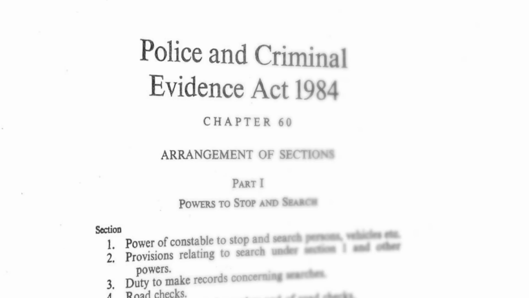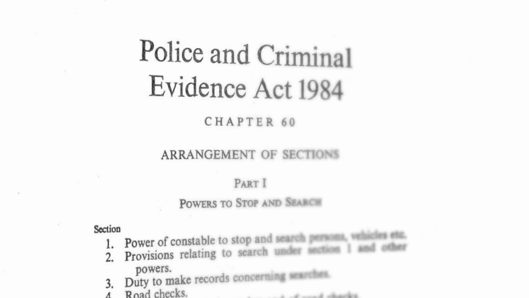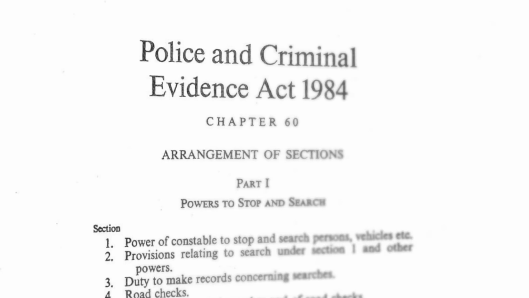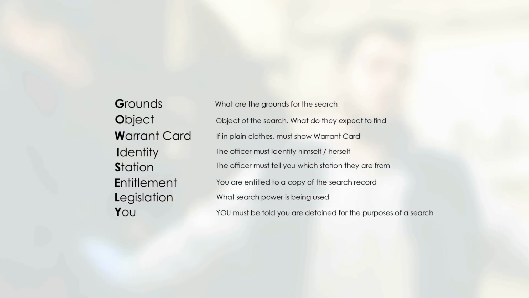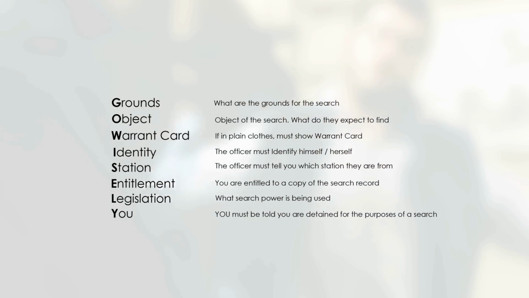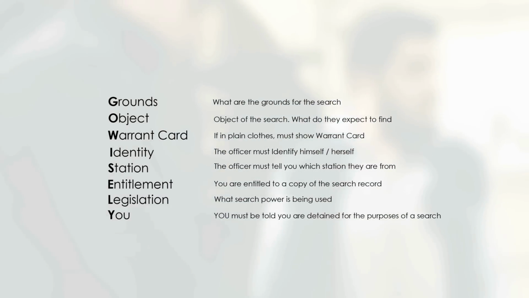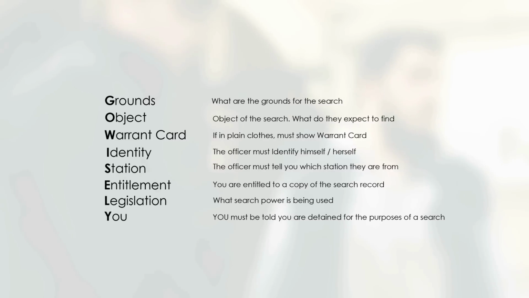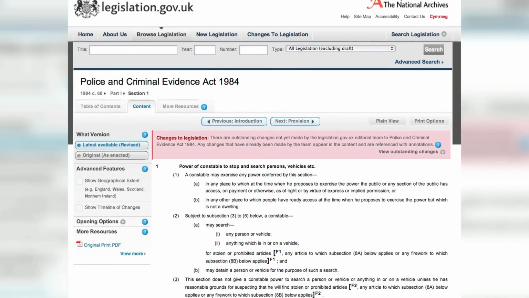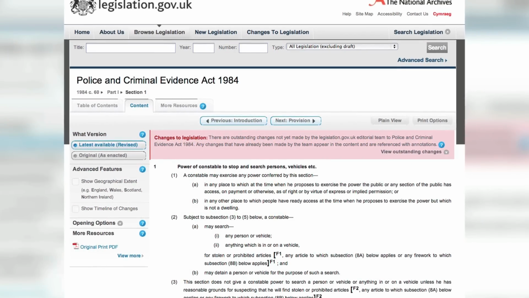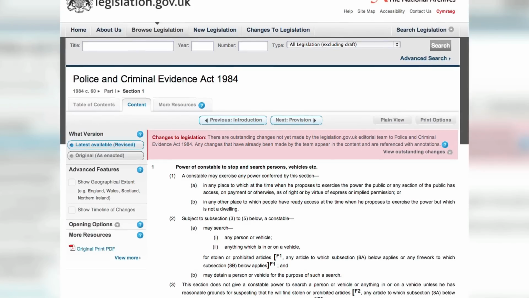Those made using powers from Section 1 of the Police and Criminal Evidence Act, commonly referred to as PACE searches, are the most common. GOWISELY is a mnemonic that was created so the police could easily remember the terms laid down in Section 1 of PACE. Section 1 of PACE is the foundation document for all searches that require reasonable grounds for suspicion.